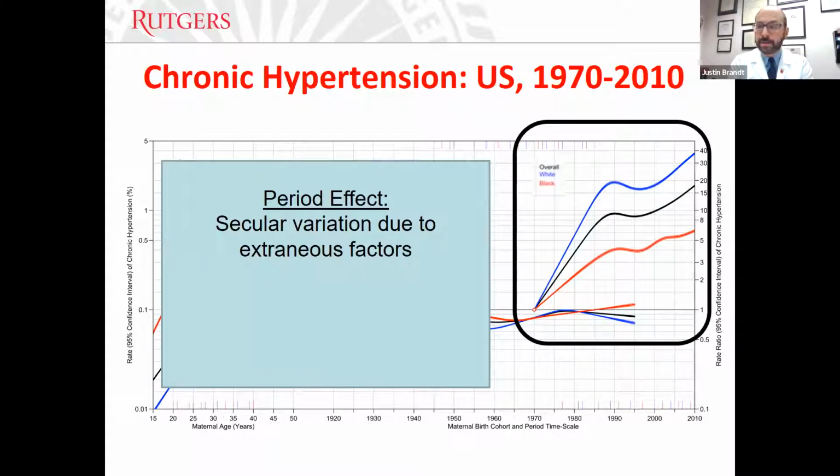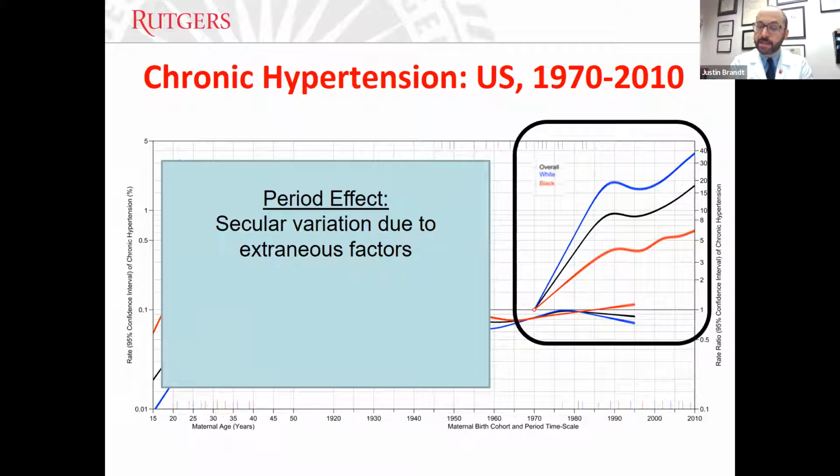Now let's take a look at the period effects. Again, this is the secular variations that are due to extraneous factors like medical therapies at the time of death. And on the x-axis, we have the period time scale. And on the y-axis, we have the rate ratio for chronic hypertension. Using a reference of 1970, we see a significant increase in the rate ratio of chronic hypertension during the study period.